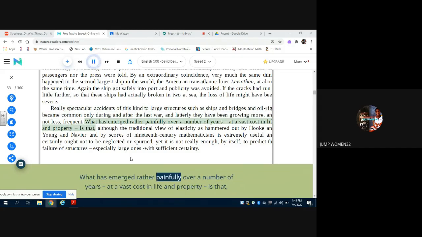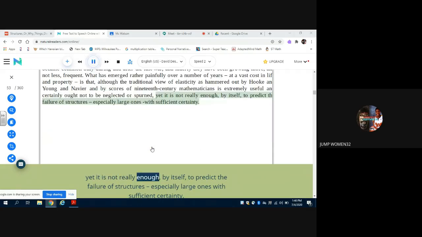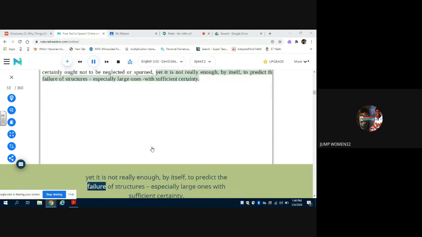What has emerged rather painfully over a number of years, at a vast cost in life and property, is that, although the traditional view of elasticity as hammered out by Hooke and Young and Navier and by scores of 19th century mathematicians is extremely useful and certainly ought not to be neglected or spurned, yet it is not really enough, by itself, to predict the failure of structures, especially large ones, with sufficient certainty.